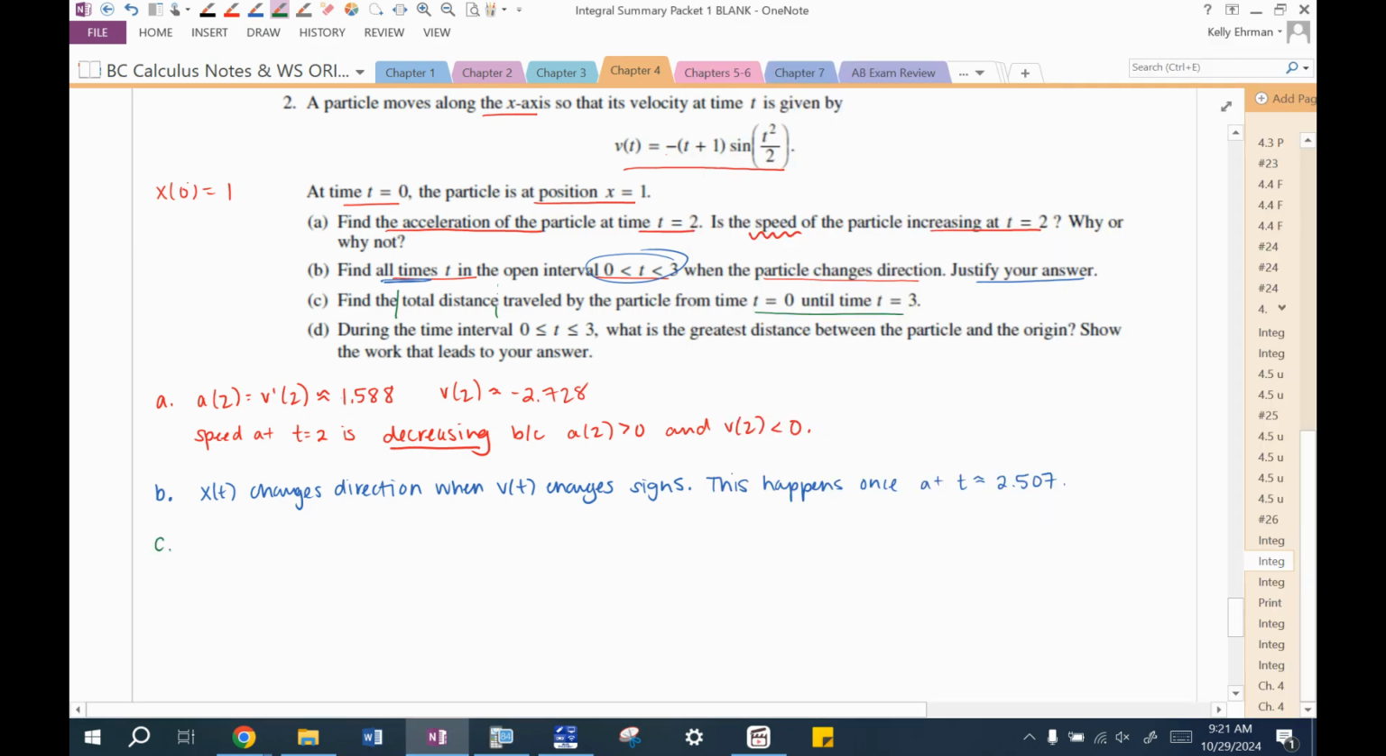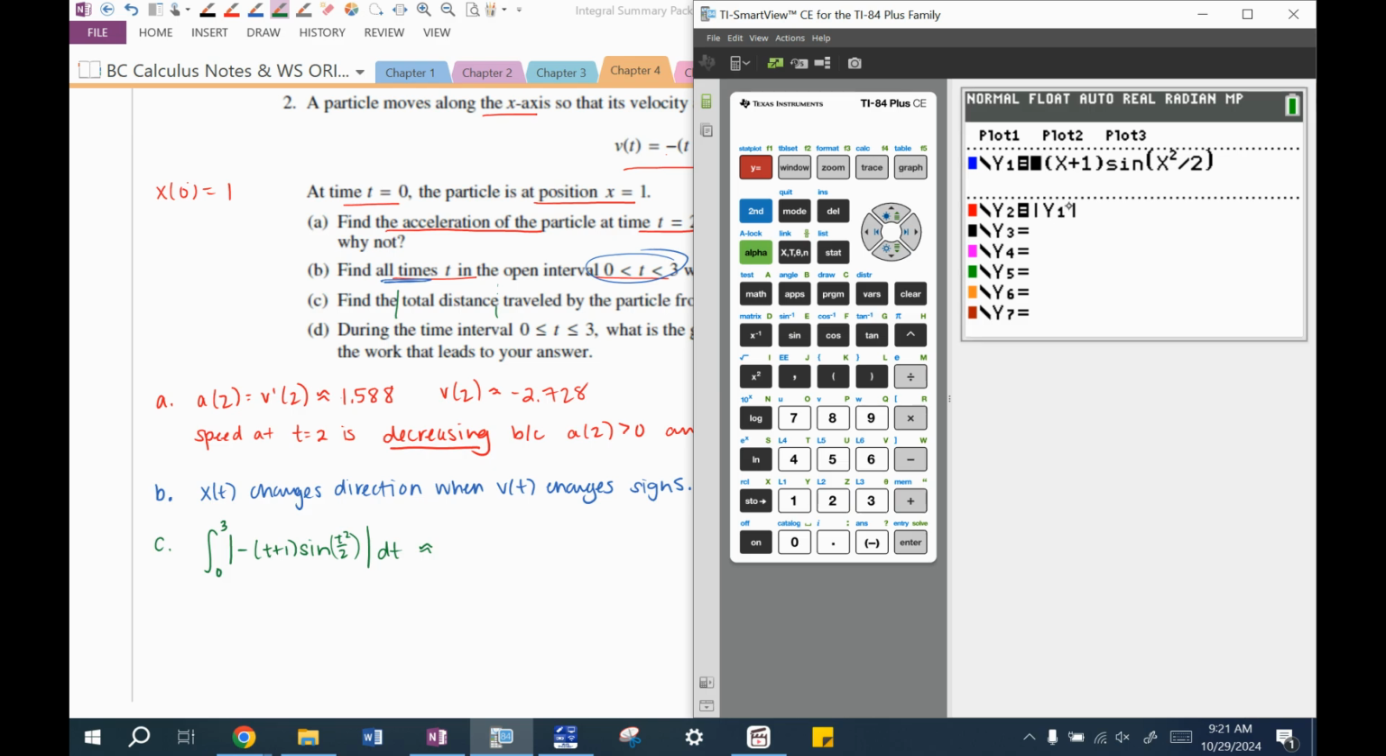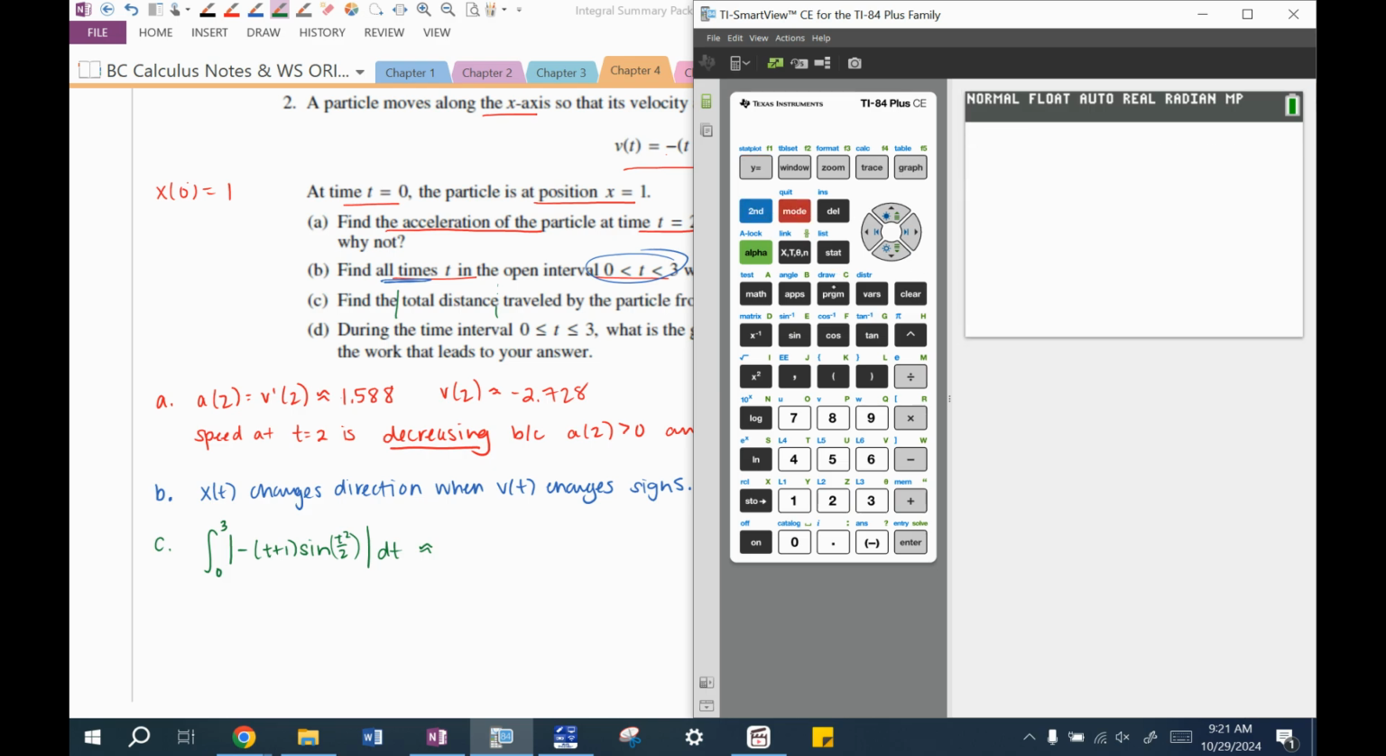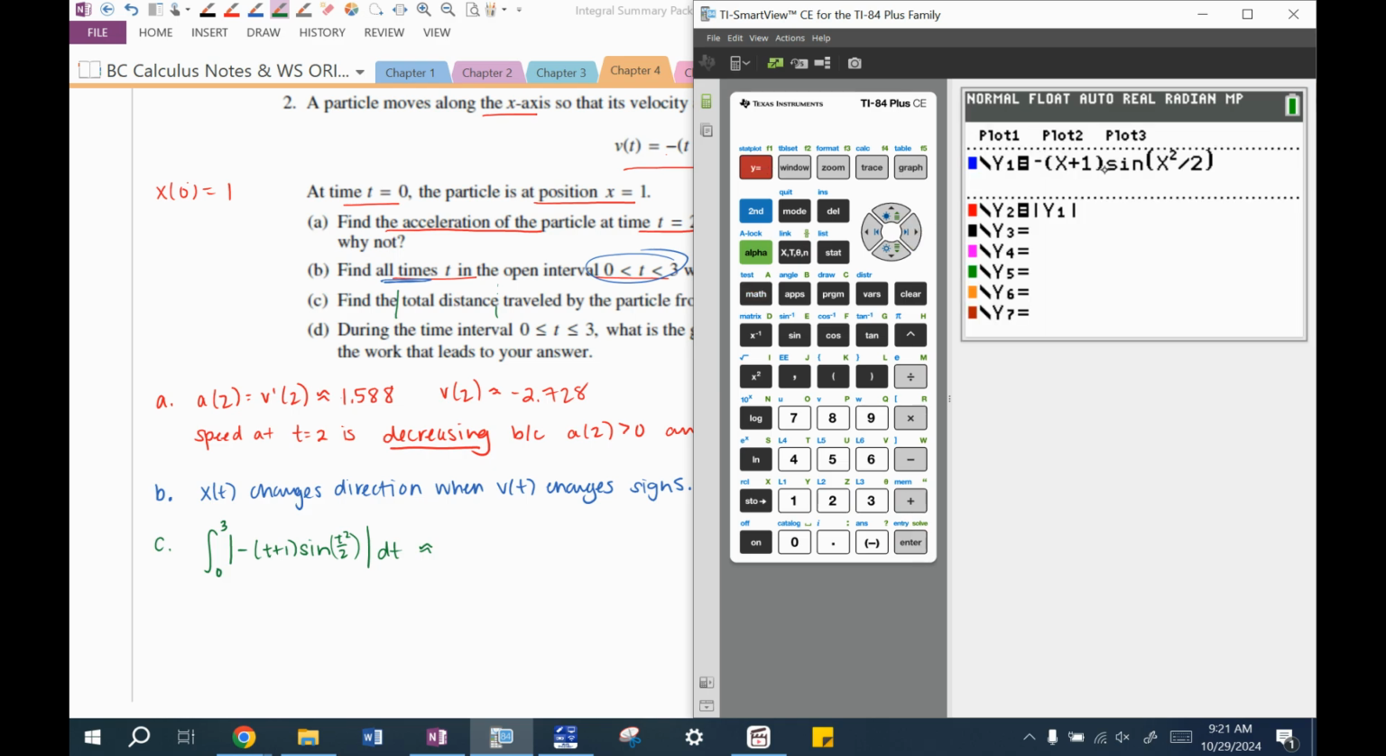But for part C, all I'm going to do is say, okay, from 0 to 3, I'm going to take the integral of the absolute value of negative t plus 1 sine t squared over 2 dt and find what that value is. So, all right, now I already have absolute value of y1 here, but I think I'm going to go ahead and type that in again because you probably wouldn't have done that. So math, 9, 0 to 3, absolute value of, my equation is in y1, so let's pretend I didn't do this one.